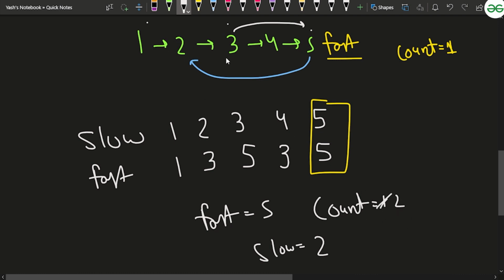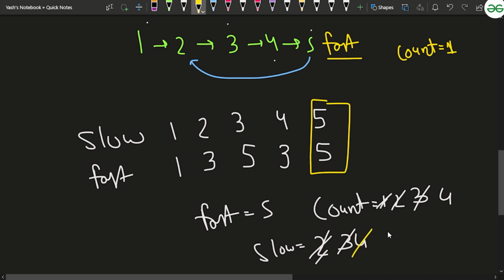After that slow moves from 2 to 3, so the count also changes to 3. After that it moves to 4. The moment it moves to 4, there is one more node that is not equal to the fast, so you increment: slow moves to 4 and the count also changes to 4. Total 4 nodes.